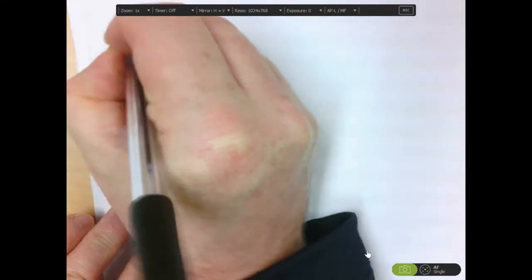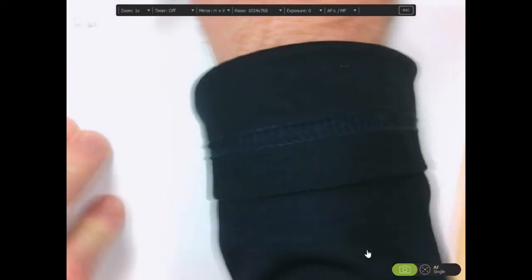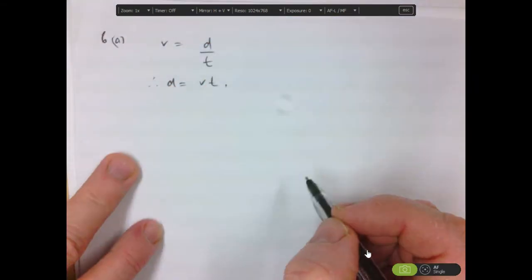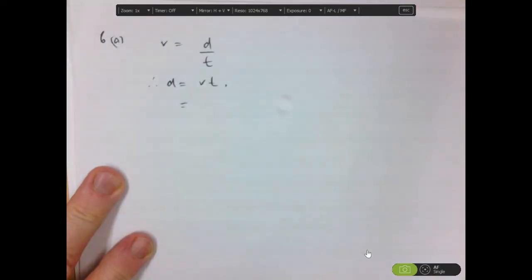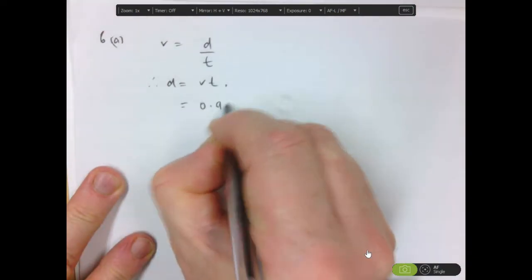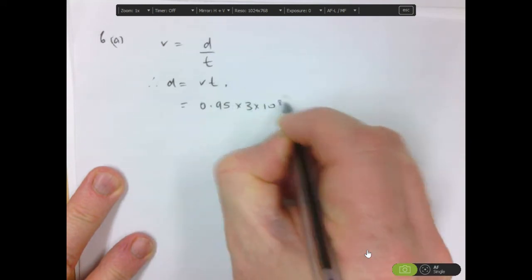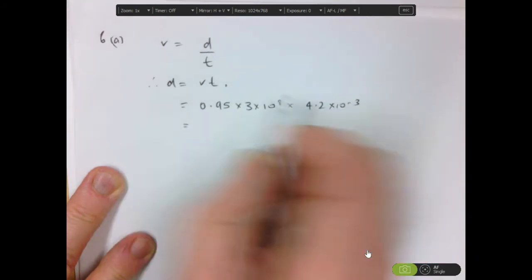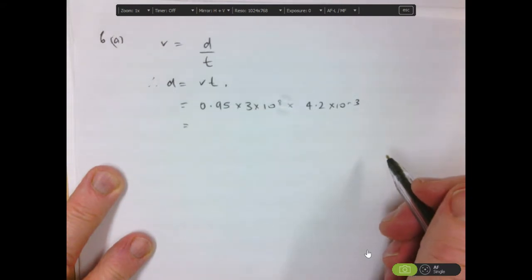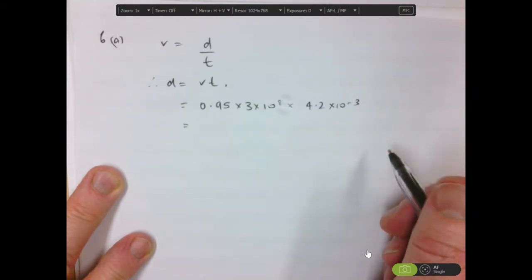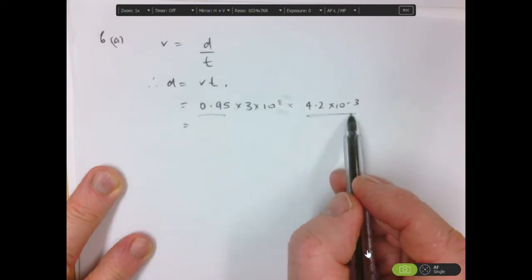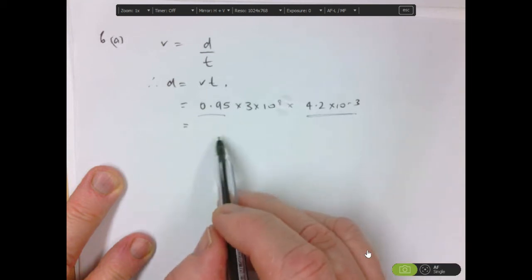so this is 6a. Velocity is equal to distance over time, therefore distance would equal velocity times time. So we have a velocity of 0.95 c and a time of 4.2 milliseconds. And this will give us the distance that we would observe this particle to decay in, because this is the velocity and time that we observe. So we will observe this distance.